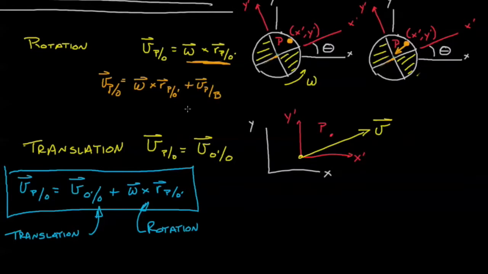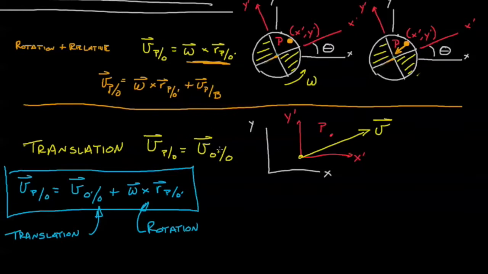We'll call the coordinate frame B, for body, as we usually use it. Instead of seeing this entire term as the rotation component of the velocity, we can see it as a combination of the rotation of the coordinate frame plus the relative velocity of the particle within the coordinate frame. The second part of our equation is looking at the translation, the relative velocities of the coordinate frames, which is going to remain the same.